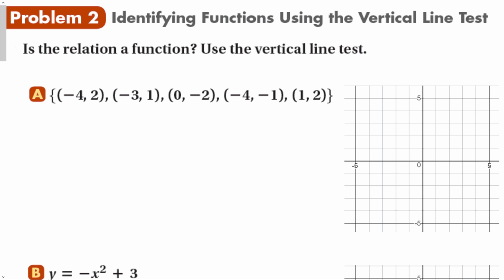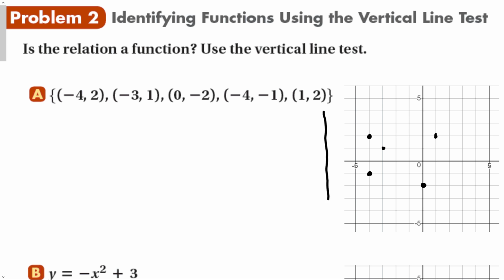Okay? So in order to figure out if this function passes or fails the vertical line test, I'm going to have to graph each one of these. So I'm going to go -4, 2, put a dot. -3, 1, put a dot. 0, -2. -4, 1. Oh, sorry, -4, -1. And 1, 2.